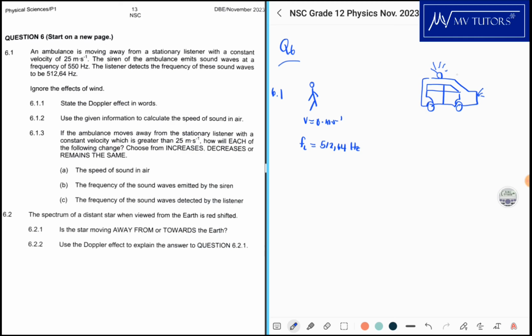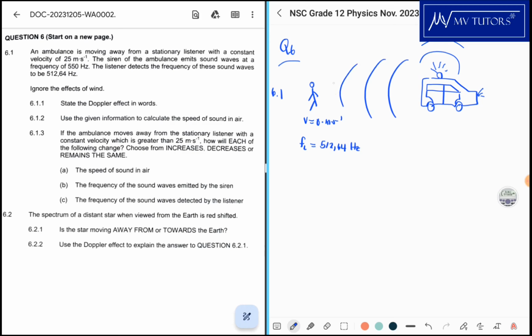So it is emitting all these waves, and because it's moving away, the waves are just bigger, meaning that the frequency is less. That is why the frequency of the listener is less than the frequency of the siren of the ambulance itself. So here we have 550 hertz and the velocity is 25 meters per second. I think we have everything we need here.